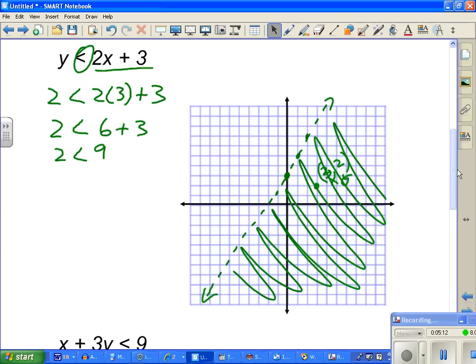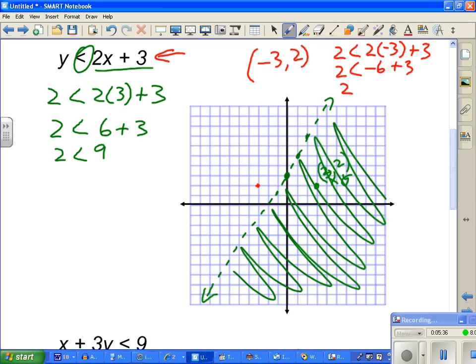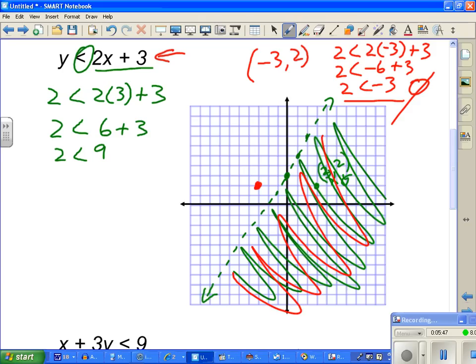And just to illustrate my point, let's pick a point up above it. So that'd be negative 3, 2. Negative 3, 2 obviously isn't in that shaded area, so it should not be true for this. So 2 is less than 2 times negative 3 plus 3. Just plug in the x and y's. 2 is less than negative 6 plus 3. 2 is less than negative 3. Is that true? No, that is not true. So therefore, since this point is not a solution, I shade below. Okay? That's kind of the method.